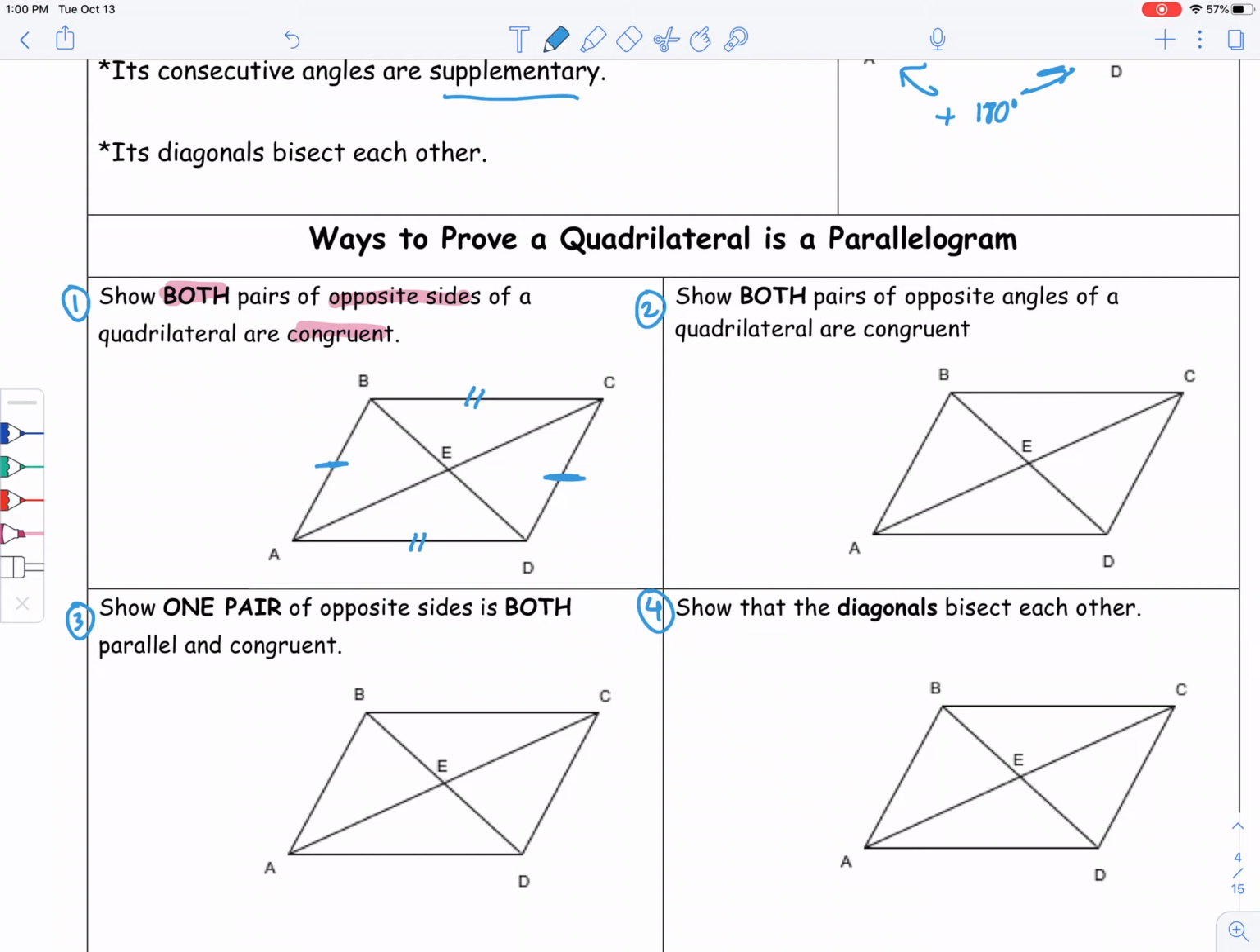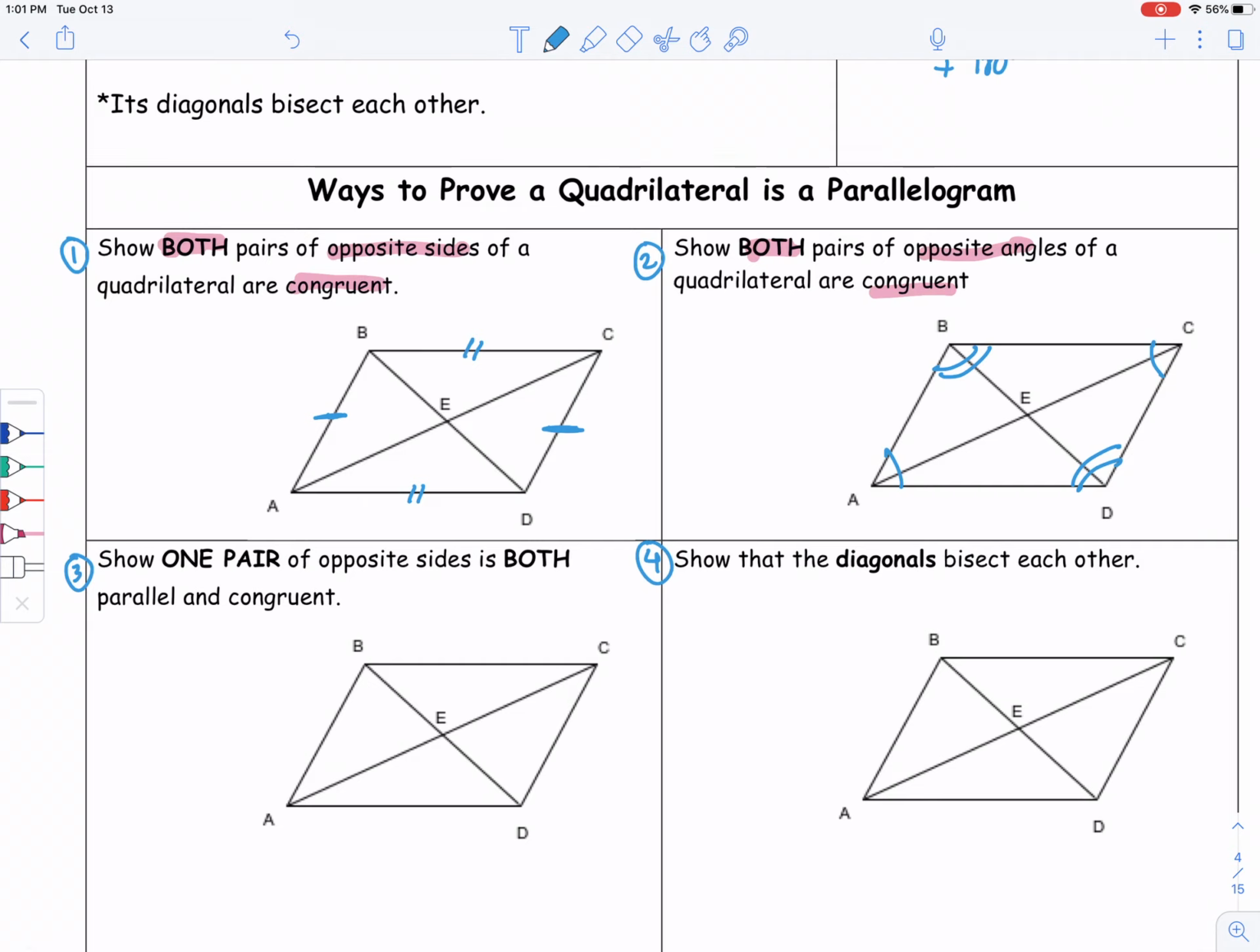Number 2, second way, both pairs of opposite angles are congruent. So instead of looking at the sides, if I'm given that the angles that are across from each other or opposite of each other are congruent, then that is enough to prove that it's a parallelogram.